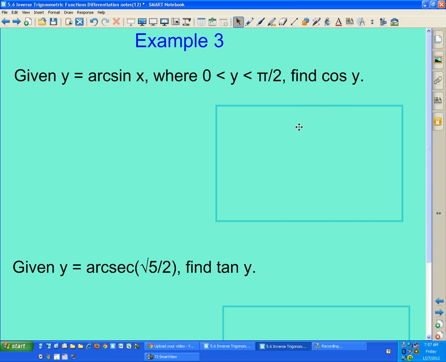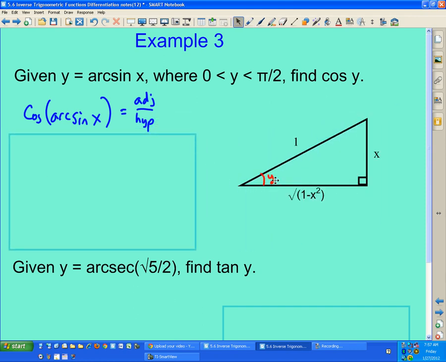So what I'm going to do here is remember that I want to know the cosine of the arc sine of x. Well, if that's the case, remember that cosine is equal to the adjacent over the hypotenuse, but we need to first figure out what's going on here, and so that's what I have right here. I have the triangle with my angle y, and so x would be my opposite. Since we're just using sine of x, then 1 would be my hypotenuse.